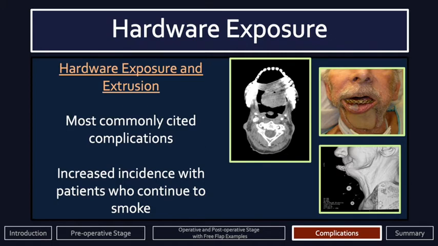Hardware exposure or extrusion is actually the most commonly cited complication, and there's an increased incidence in patients who continue to smoke. This patient had an oral cavity mouth cancer with extensive bone involvement. A composite resection and recon were performed with a rotated pec flap as well as this recon bar. Primary osseous reconstruction was not completed as the patient had severe peripheral vascular disease.